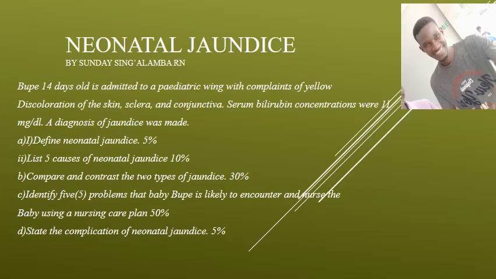Question A2 is saying list 5 causes of neonatal jaundice. It is very important as well to know what they mean when they say list. You don't have to explain any further here, you just need to list them. So one of the causes of neonatal jaundice is liver insufficiency. We could just say immature liver.